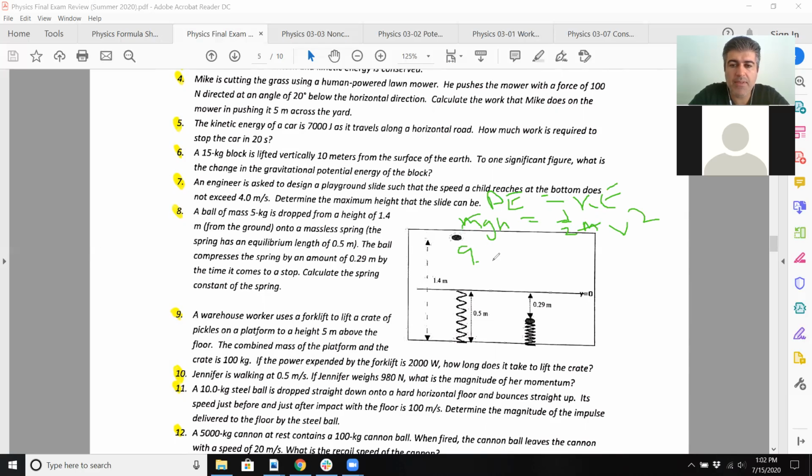G is 9.8. Height is 10. Sorry, it's not 10 for the height. That's not for the previous problem. And 1/2, and your velocity is 4 squared. You just solve for h. So again, that could be a good multiple choice problem on the final.